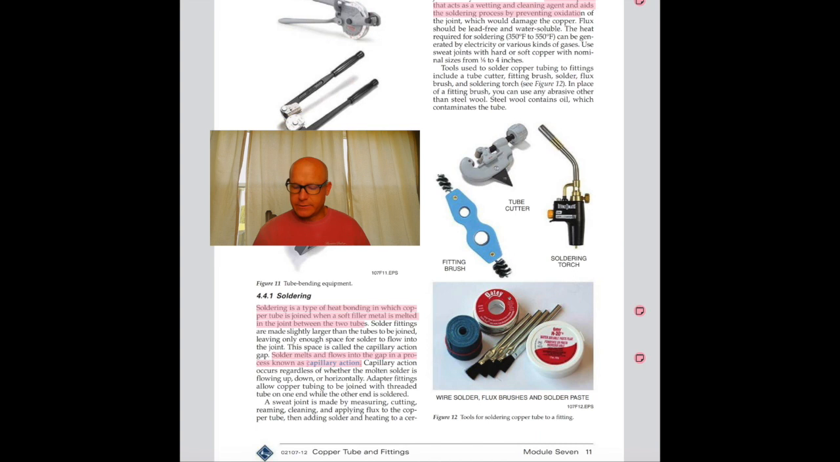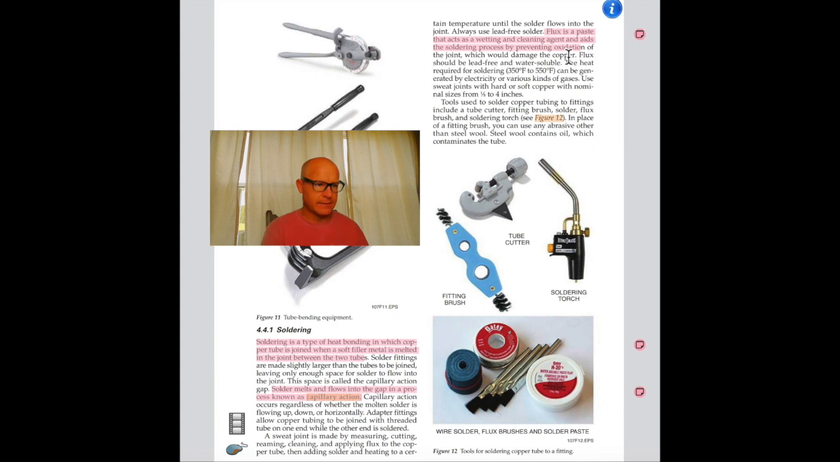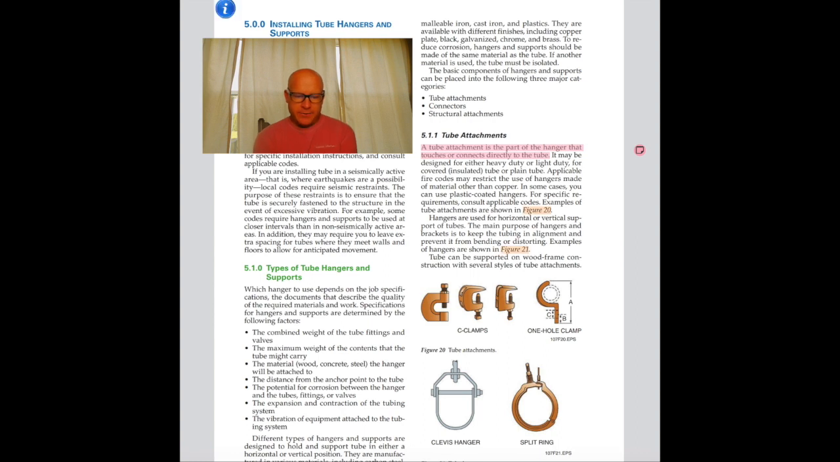Next, we're talking about the soldering definition. Here it says soldering is a type of heat bonding in which copper tube is joined when a soft filler metal is melted in the joint between the two tubes. Capillary action. So note this: solder melts and flows into the gap in a process known as capillary action. The next note here, when we're talking about flux, one of the steps to soldering, you apply flux. Flux is a paste that acts as a wetting and cleaning agent and aids the soldering process by preventing oxidation.